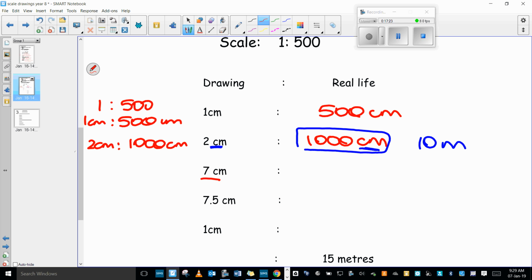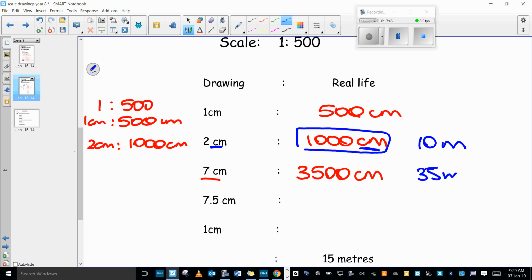3,500. Lovely. 5 meters. That would be 35 meters. Good job. Yes? So we've got 3,500 centimeters. So that's our first step. And then if we were asked to do it in meters, we would divide by 100 and get 35.